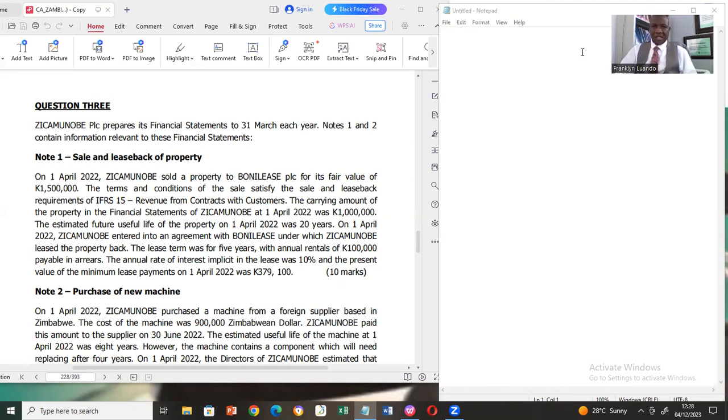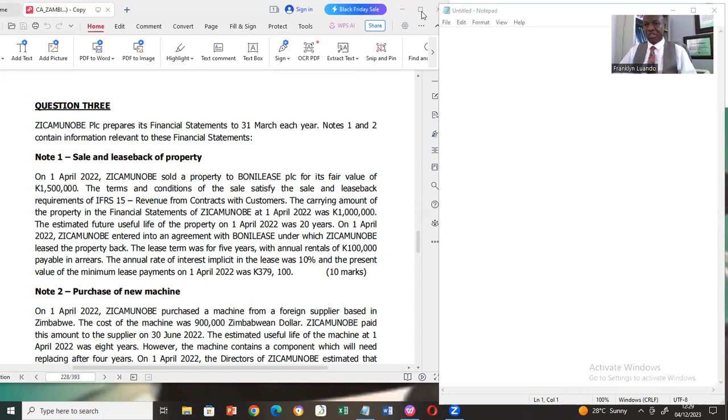Now, I want to start explaining the sale and leaseback transactions. This is where the seller, who is the lessee, sells the property to the buyer, who is the lessor.